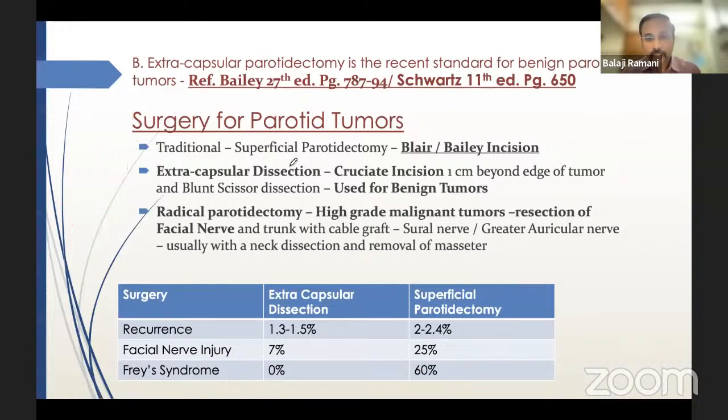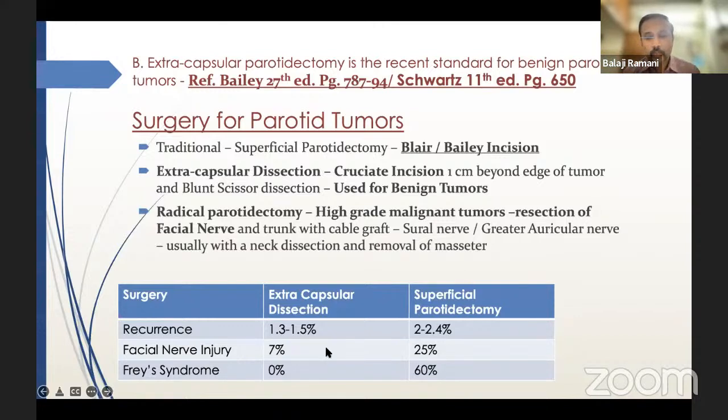When you're doing an extracapsular dissection, the advantage is, look at the recurrence rates in comparison. The recurrence is only 1 to 1.5% as compared to 2 to 2.5% in a superficial parotidectomy. The second thing is the facial nerve injury is almost one third: here it is 7% and there it is 25%. And Frey syndrome is zero. Most important, you don't get any Frey syndrome when you do a cruciate incision, because you are going to put back the salivary tissue there.